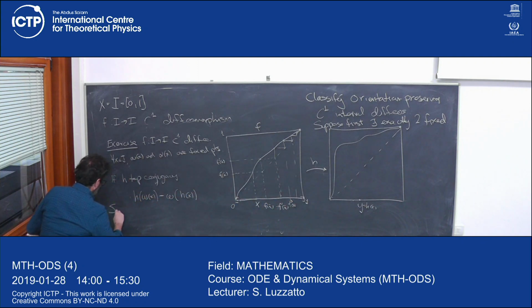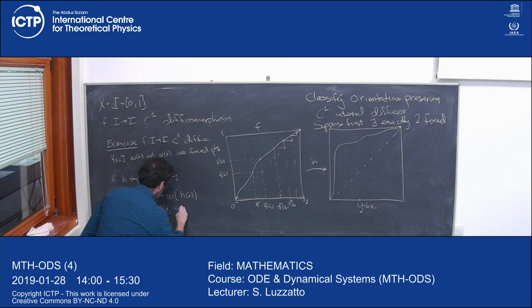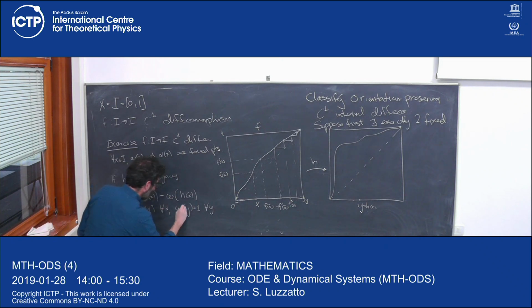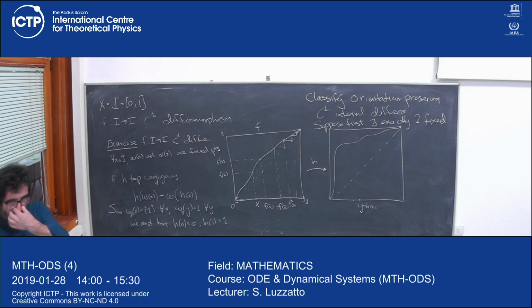So since the omega limit set of x is equal to 1 for all x, and the omega limit set of y is equal to 1 for all y under G, that is, omega limit sets under F and under G, we must have h of 0 equals 0 and h of 1 equals 1. So we're slowly building up the construction of this homeomorphism, step by step.